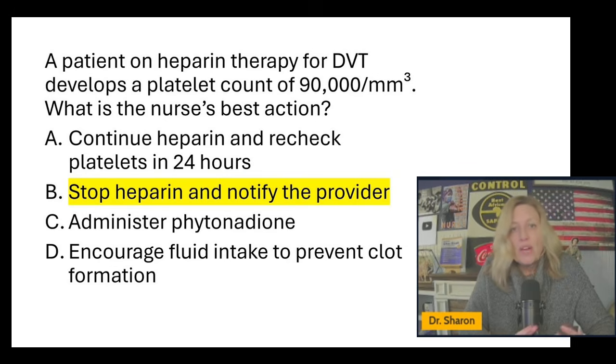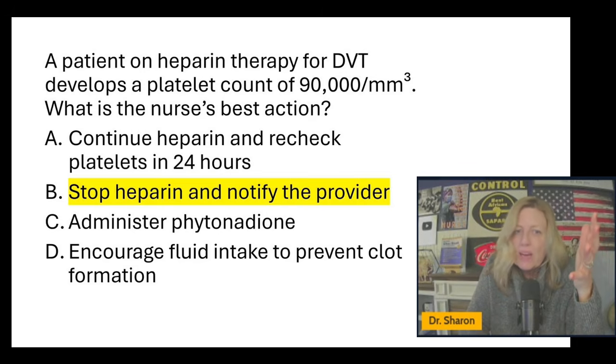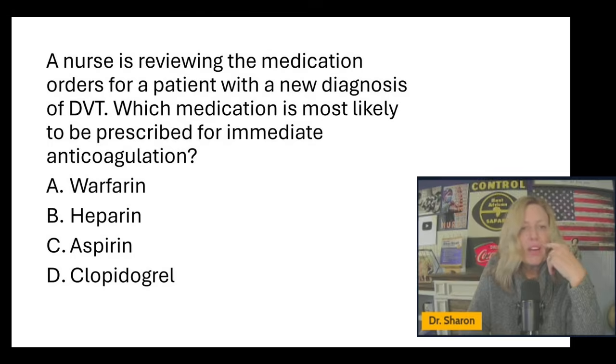So I told you that we're not really worried about platelet count until it's under 90,000. And you might go, well, it's not under 90,000. Well, I'm okay stopping the heparin and calling the provider when it's at 90,000. It's that 90,000 mark. If it was like 110,000, I would probably continue the heparin and recheck it in 24 hours. But at 90,000, I'm going to go ahead and stop it and notify the provider.